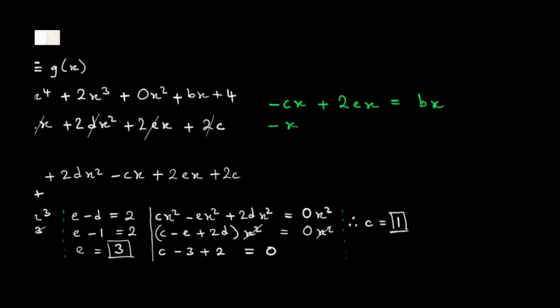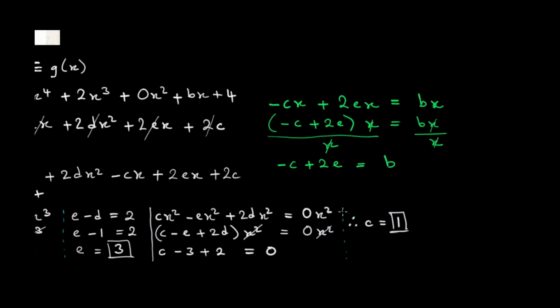Andika? But before we even solve it like that, let us just factor out x. Saka tika factor out x tinosarana minus c plus 2e. X is equal to bx. Tika divide both ku left ne ku right na x. Ma x achichekana. Tichasara tina minus c plus 2e is equal to b.